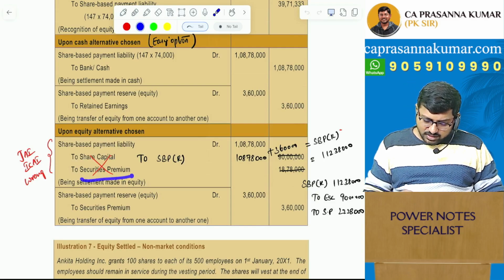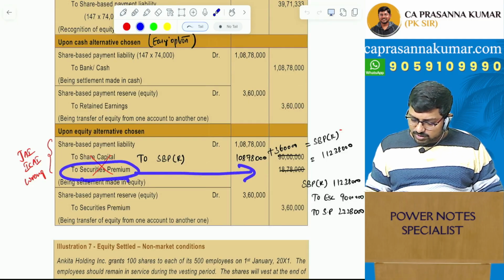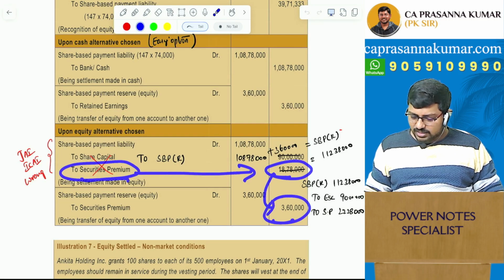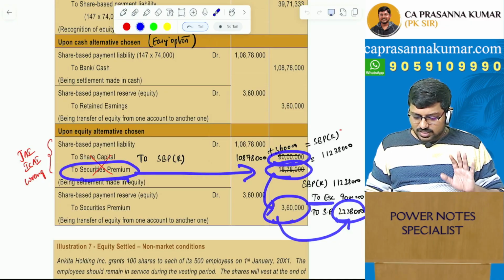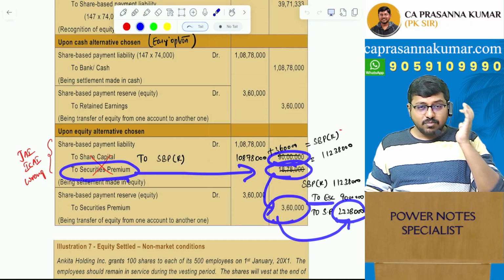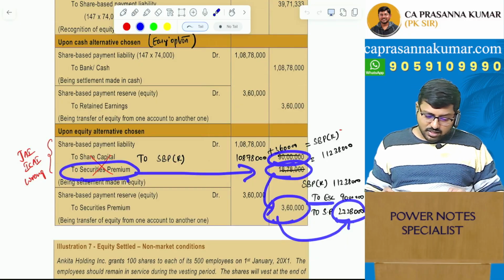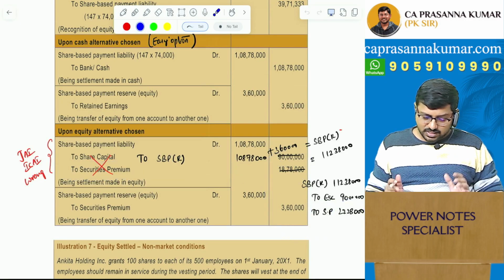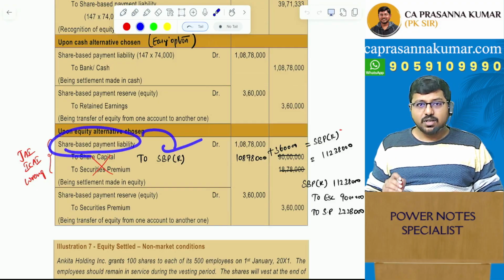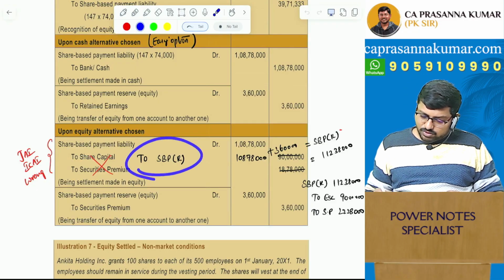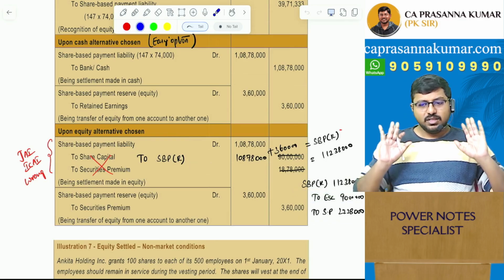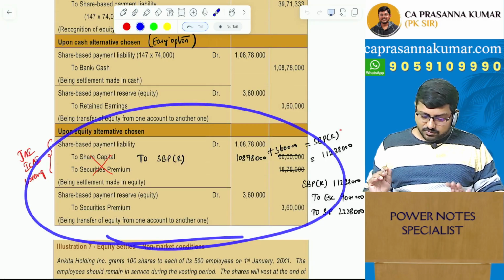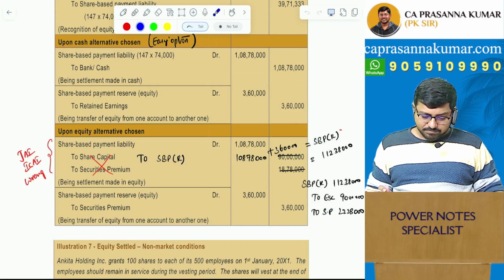For example, securities premium, ultimately ICAI has transferred how much? 18,78,000 plus 3,60,000, which will match with our answer, which is 22,38,000. And to equity share capital, how much has been transferred? 90 lakhs. So ultimately the answer will match. You get it? But the way ICAI has done it is not correct. Because the concept is, what Ind AS says is, first you should be transferring it to what, Nana? SBP reserve. And from SBP reserve, you should be transferring that to what, Nana? Equity share capital, and the balancing figure eventually will go to securities premium. This is the procedure. So we have to follow the procedure. Are you able to understand? Got it?